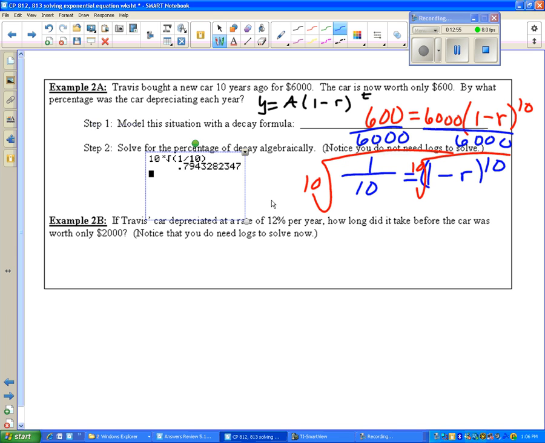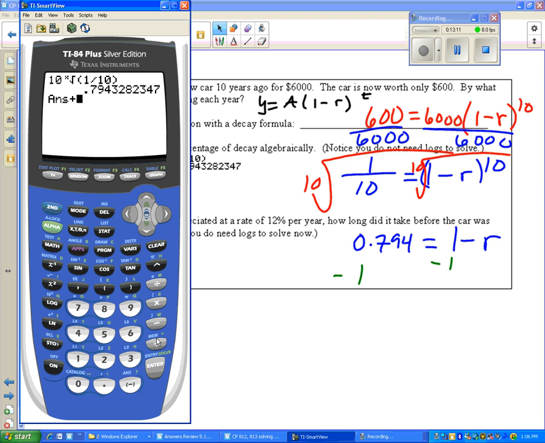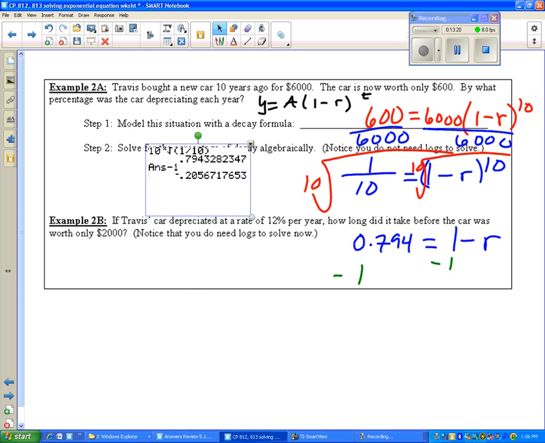So now I have 0.794 is equal to 1 minus my rate. Well, I'm going to subtract 1 from both sides, and I'm going to get negative 0.2056. That's equal to negative r.